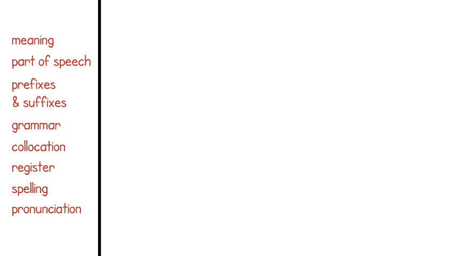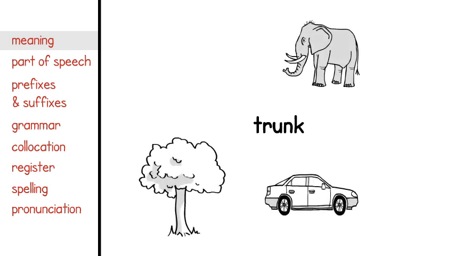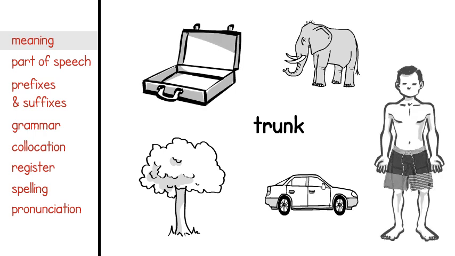Of course, we first need to know what a word means, but sometimes a word has many different meanings. Consider, for example, the word trunk. An elephant has a trunk, so does a car and a tree. We can also pack a trunk and even wear them when swimming. So we need to pay close attention to the context of a word in order to understand its meaning.